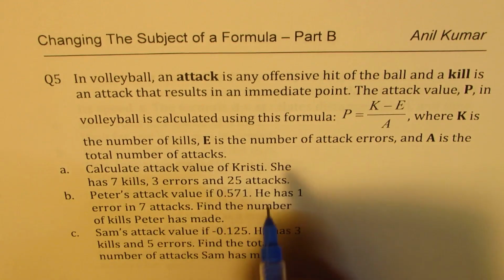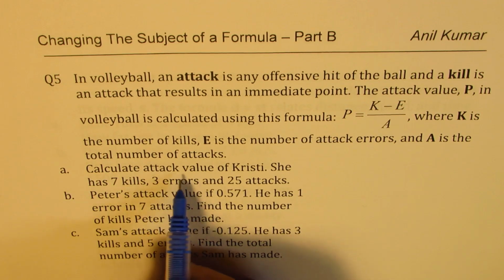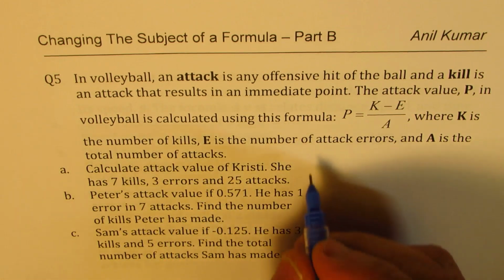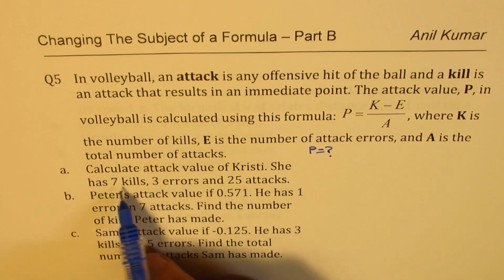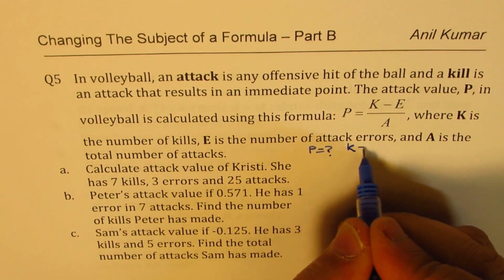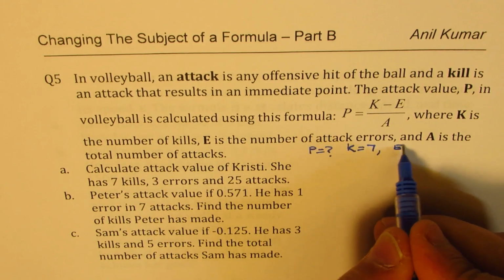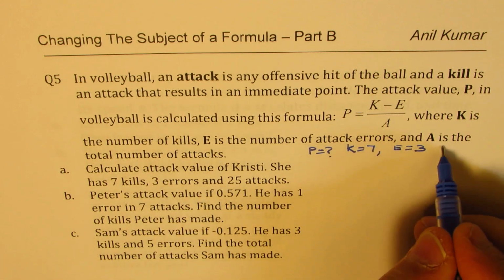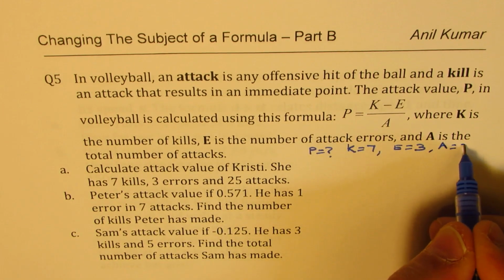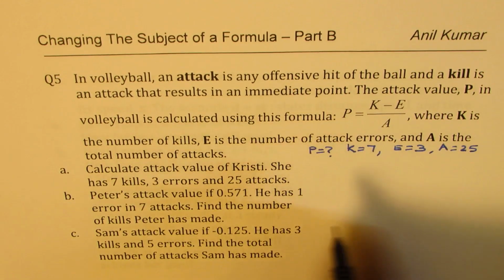Part A. Calculate the attack value of Kristi. She has 7 kills. So we need to calculate the attack value, which is P, right? So we need to find what P is. She has 7 kills, so the value of K is 7. 3 errors. Errors are E, which are 3. And 25 attacks. A is 25. Now this is direct substitution in the formula since we need to find what P is.